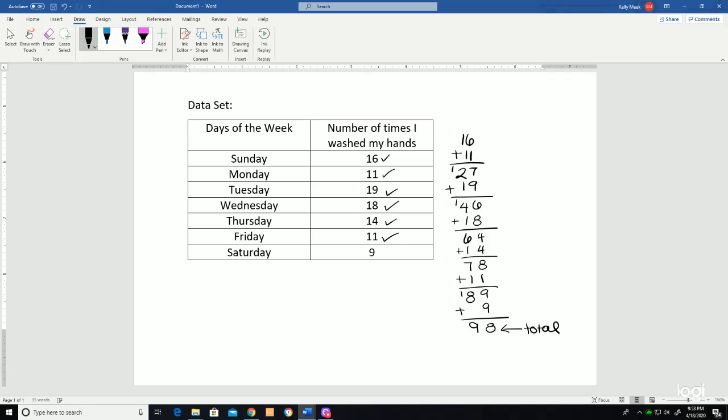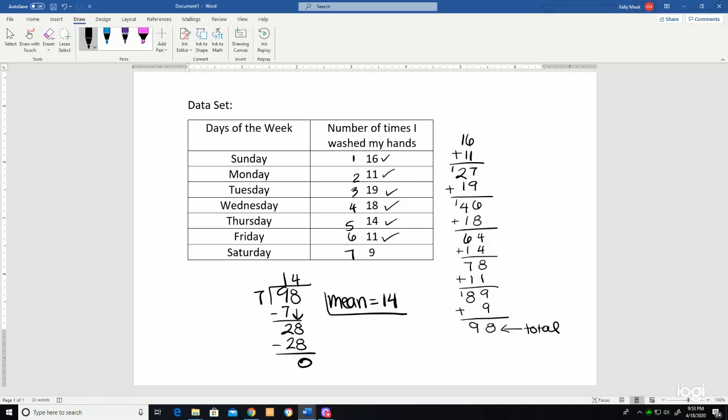And now step 2 is to take that total and divide by how many total numbers there are. Well, there are 1, 2, 3, 4, 5, 6, 7 total numbers. So 98 is going to be divided by 7. 7 goes into 9 one time. So 1 times 7 is 7. I subtract, I get a 2. Bring down that 8. 7 goes into 28 4 times. 4 times 7 is 28. I subtract. I get a 0. I don't have any numbers left. And so the mean for this set of data is 14.